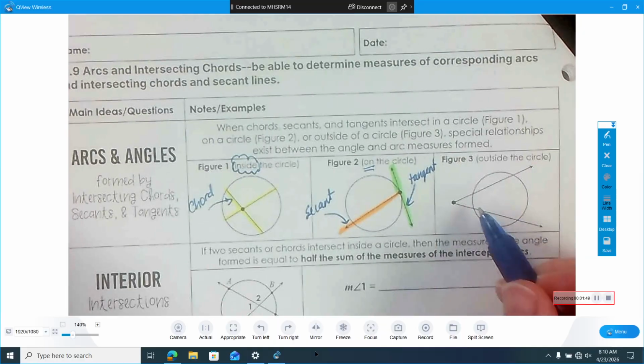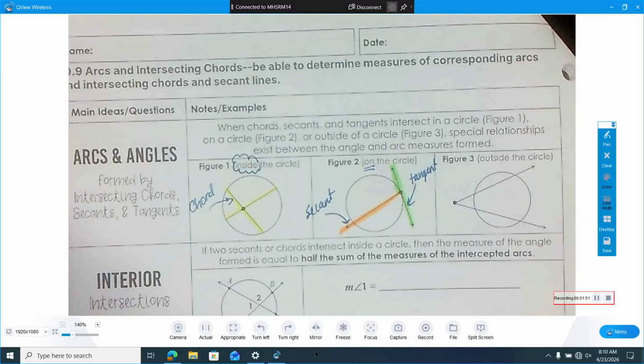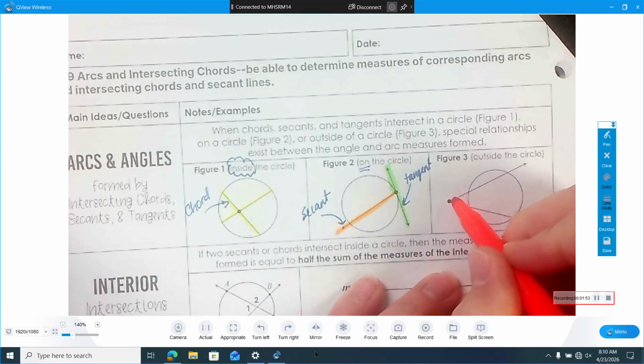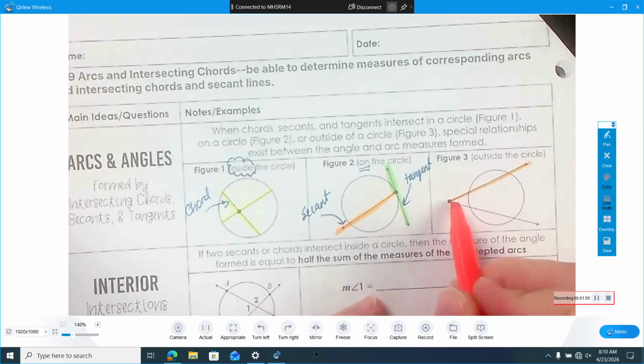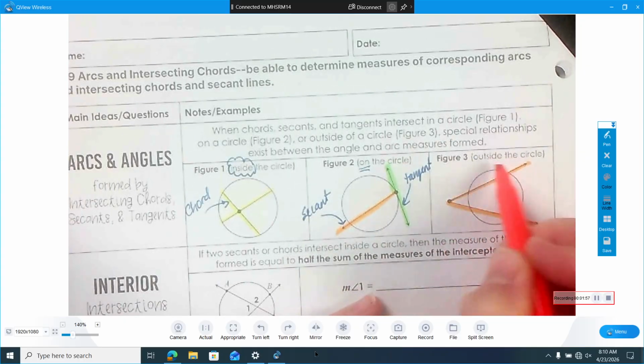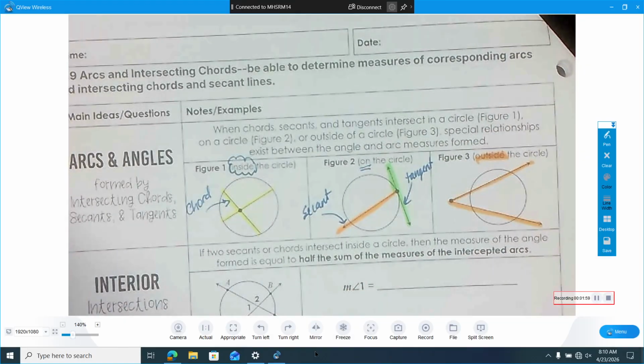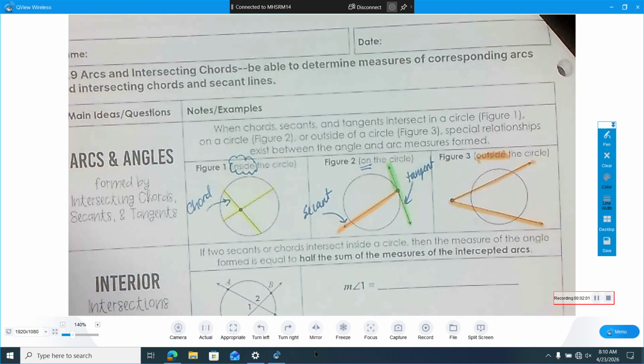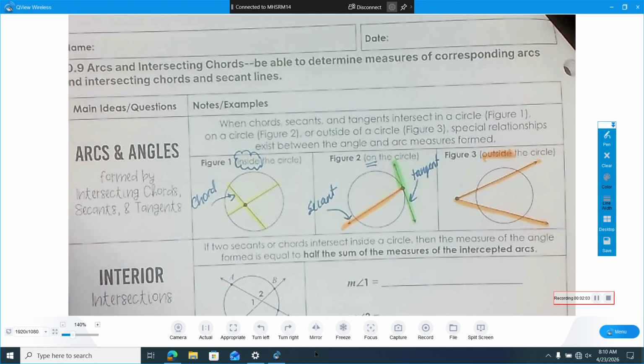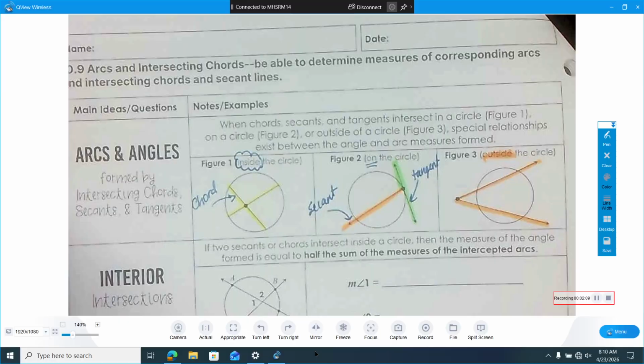And then here we have two secant lines, and their vertex is outside the circle. And we're going to look at those tomorrow. They're nothing harder. I just thought that this would be nice to break up, really. And so today we're looking at the first two figures.